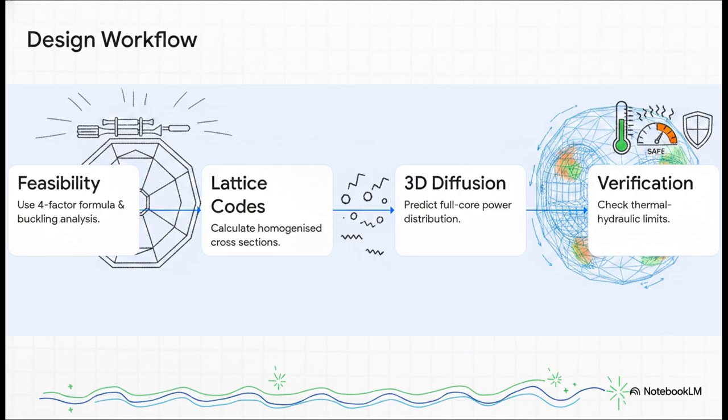First, they use the four-factor formula and buckling equations, just to see if the physical size makes sense. Then, they boot up these insanely complex lattice physics codes to figure out how neutrons are behaving in just one tiny piece of fuel. After that, they take those results and run massive, full-core 3D diffusion simulations to predict the power flow across the entire reactor over years of operation. Finally, they cross-check everything against strict thermal limits.